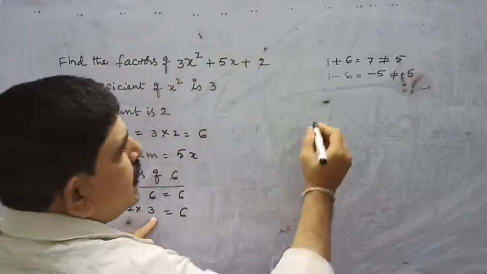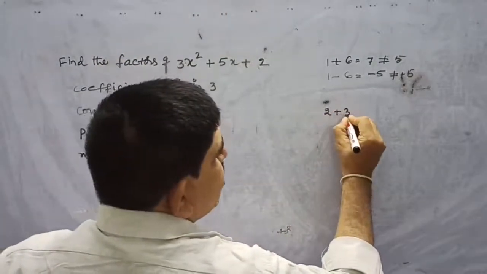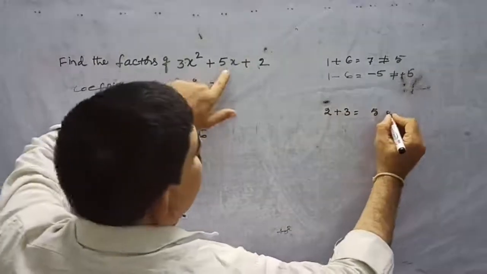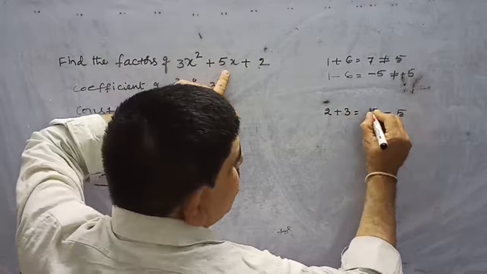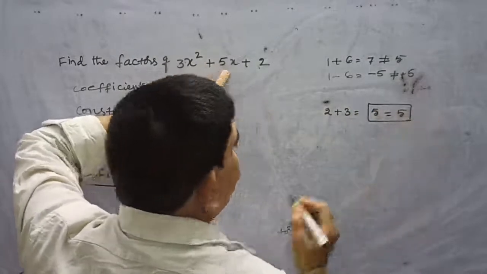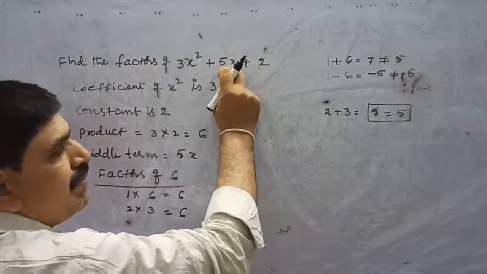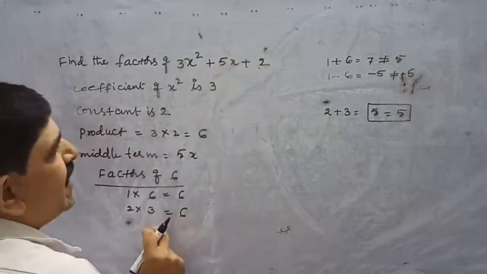2 and 3. So 2 plus 3 is equal to 5. The middle term is also 5. So these two are equal. So we have to write this 5x, that means we have to split the middle term using these factors.